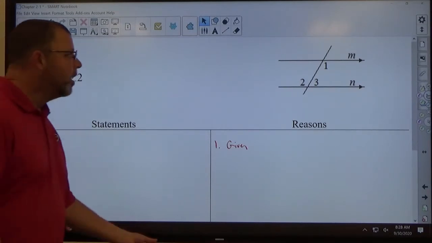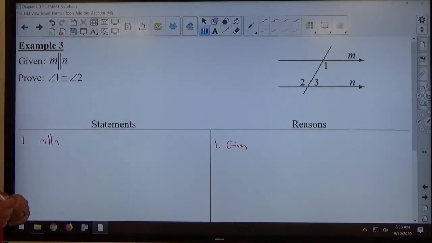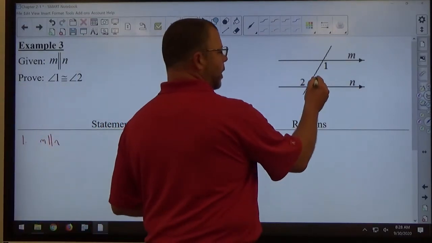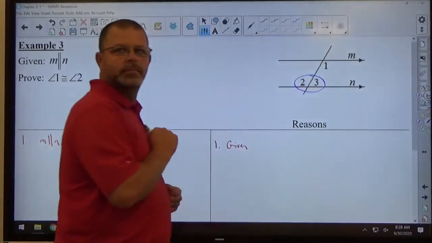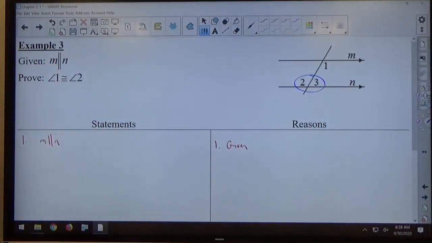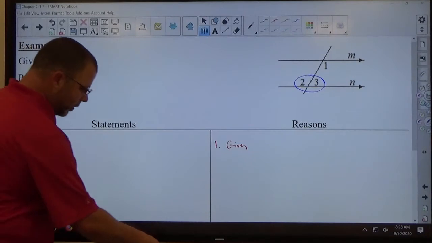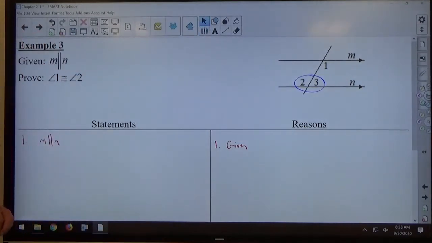So, see if you guys buy this line of logic. Can we all see that 2 and 3 are a linear pair? So 2 and 3 add up to 180, right? Does something else add up to 180? 2 and 1? 2 and 1 are equal to each other. That's what we're trying to prove. No, I'm saying 3 and 1.